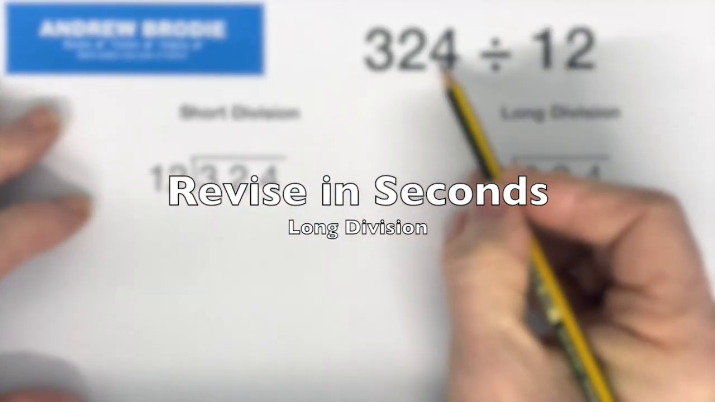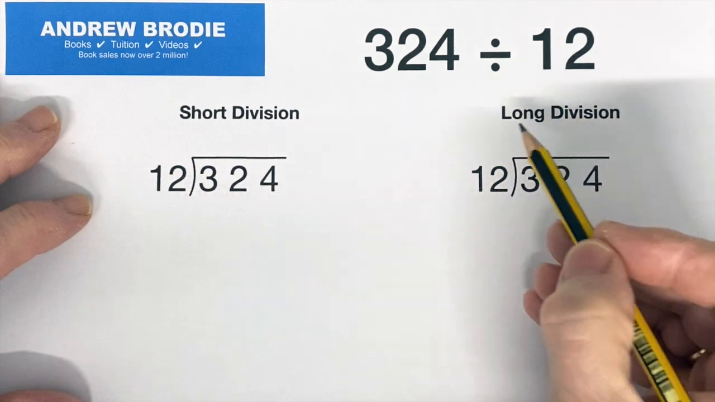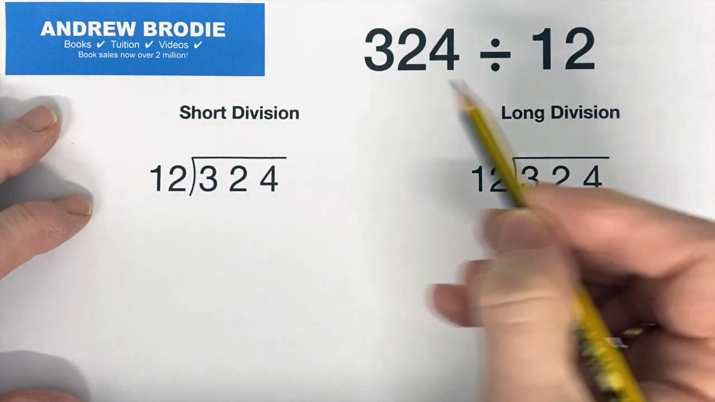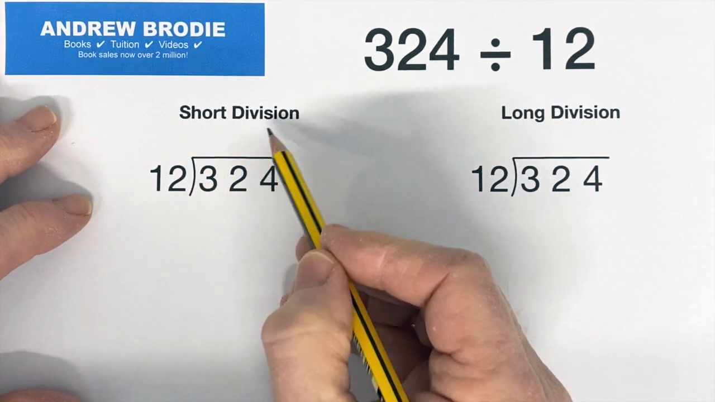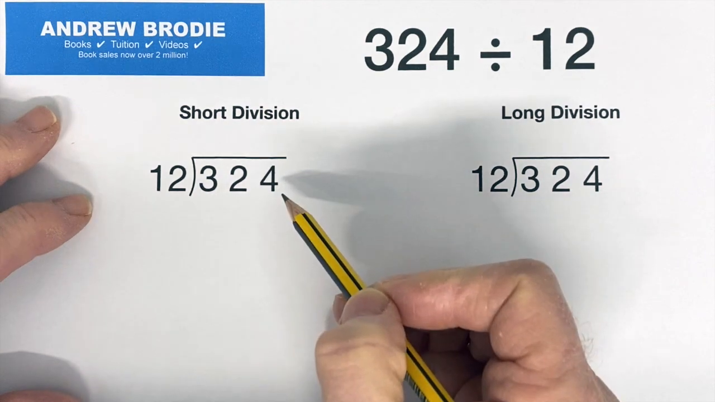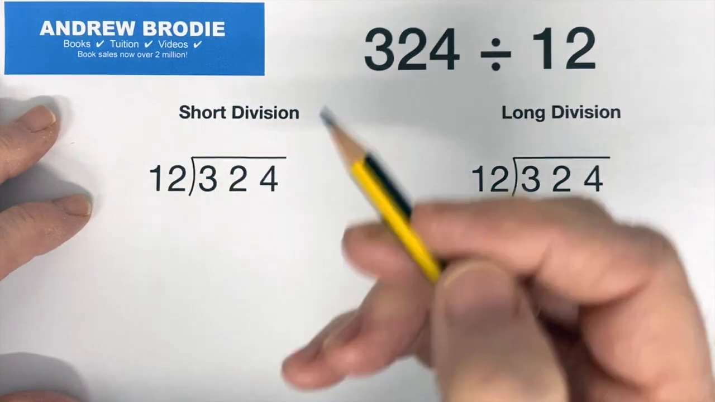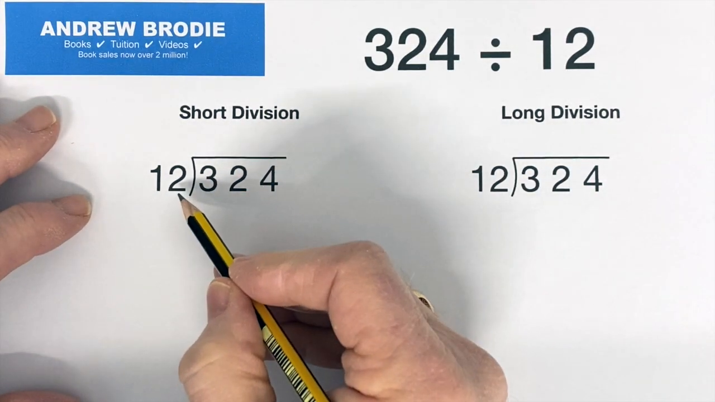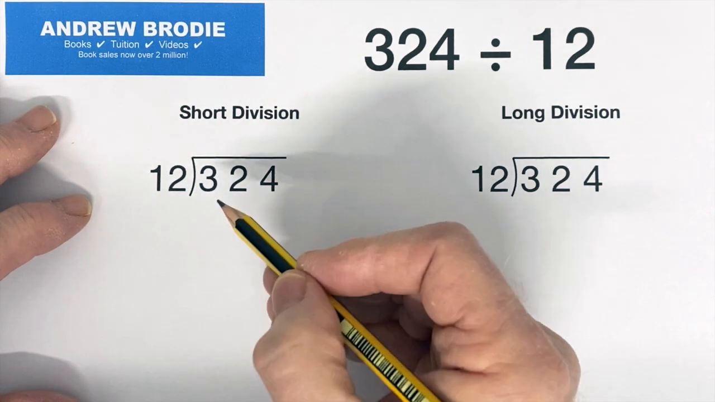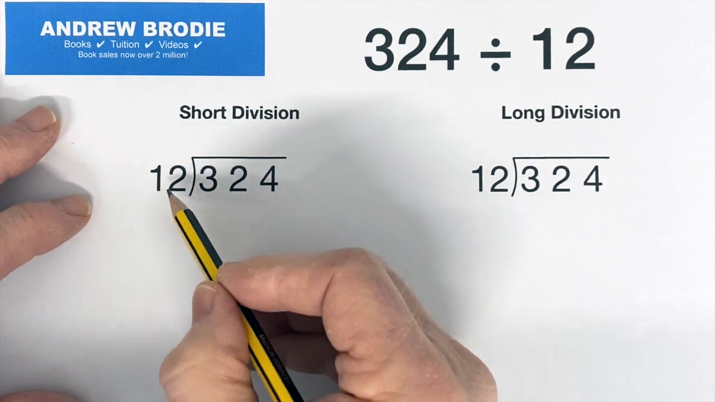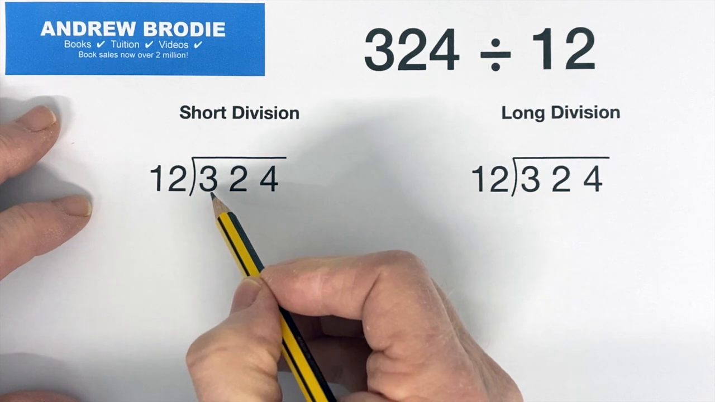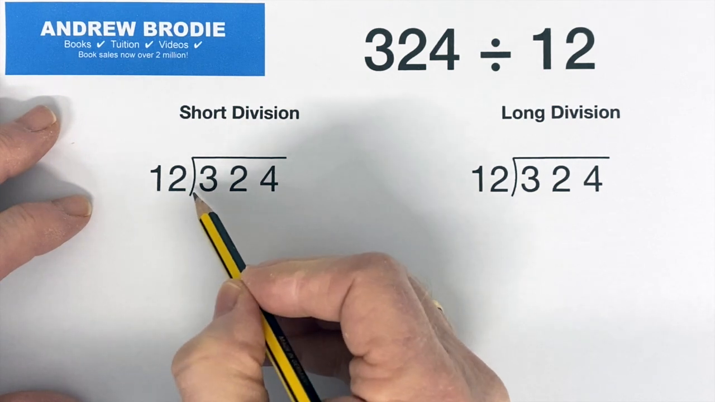We're looking at the question 324 divided by 12. We're going to do it by long division, but actually we can do it by short division as well. So I'm going to show you the short division system again, just to remind you what it's like. First of all, we need to know the 12 times table, or we need to work out multiples of 12. But we start by saying, how many 12s are there in 3? Well, clearly there aren't any 12s in 3.